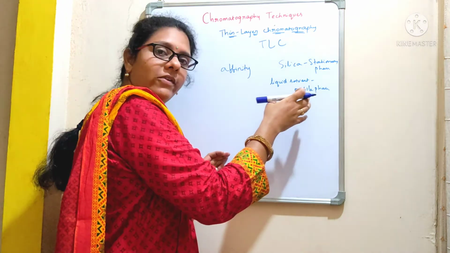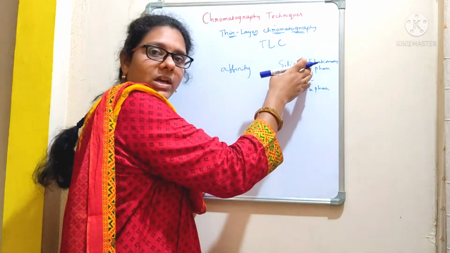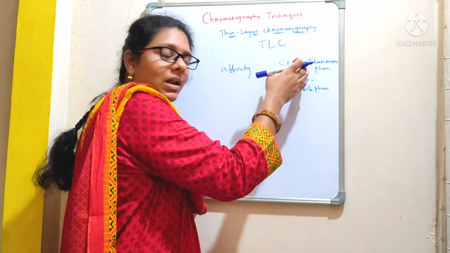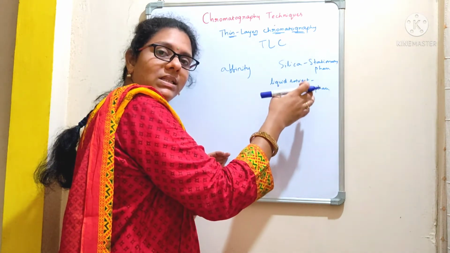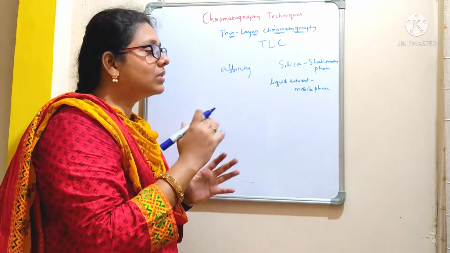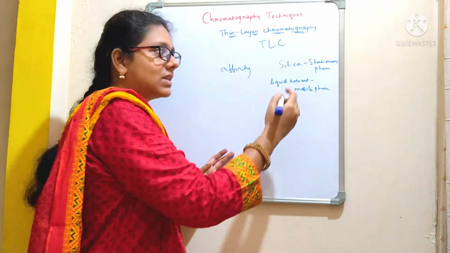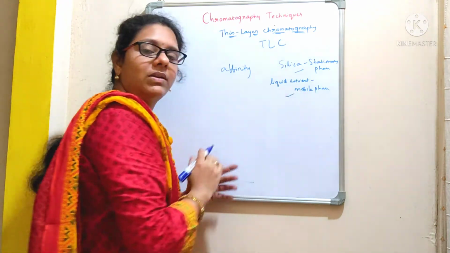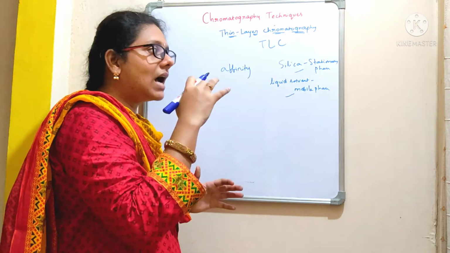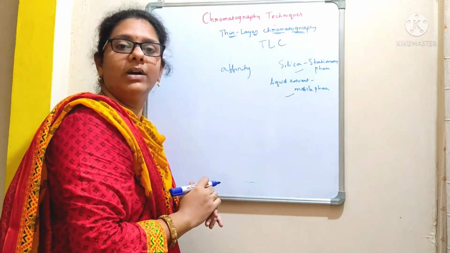So when the mobile phase passes through the stationary phase, that is, through the silica gel, the molecules present in the sample will also migrate. There will be a partition of these compounds between the two phases, that is, between the stationary phase and the mobile phase. That leads to the separation of the compounds.